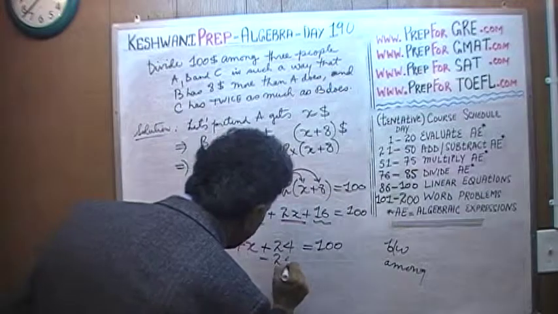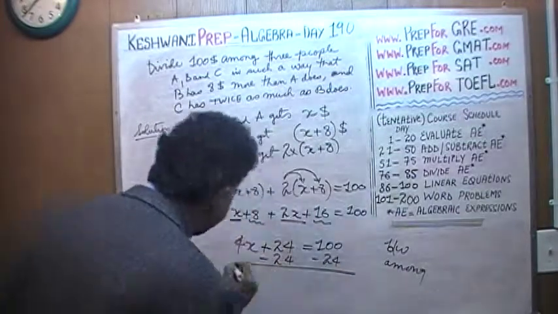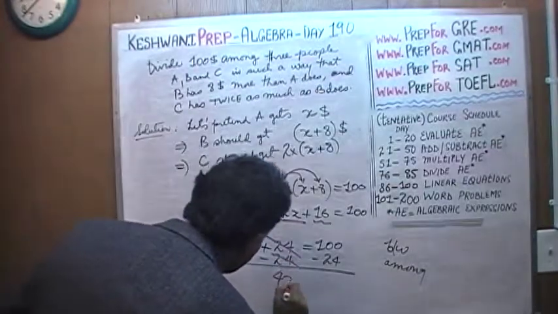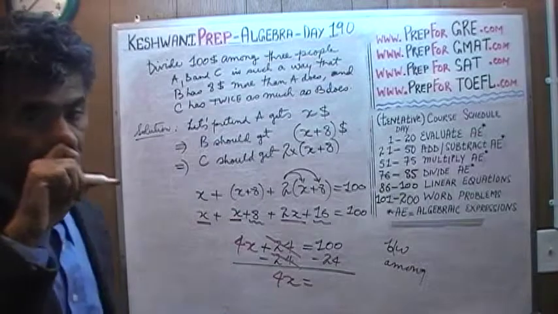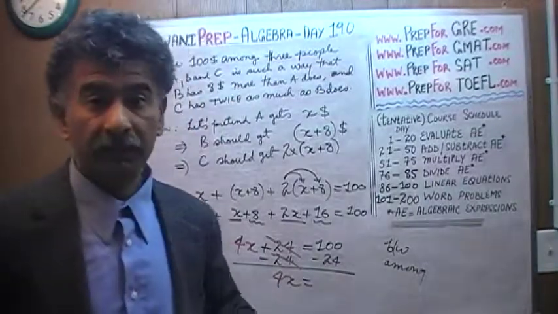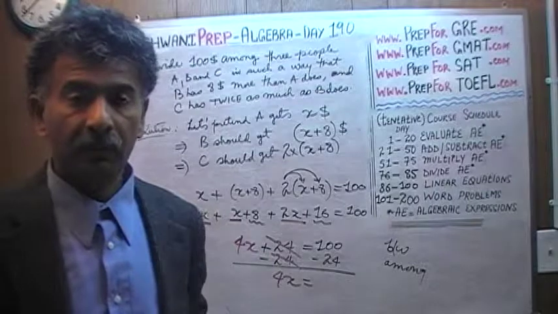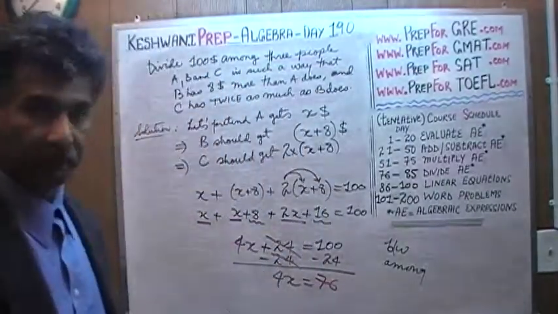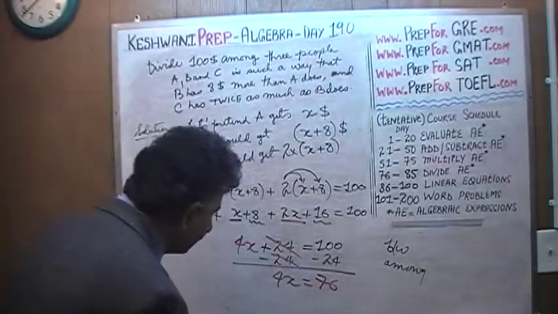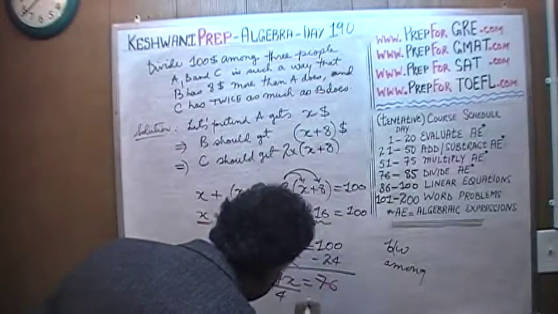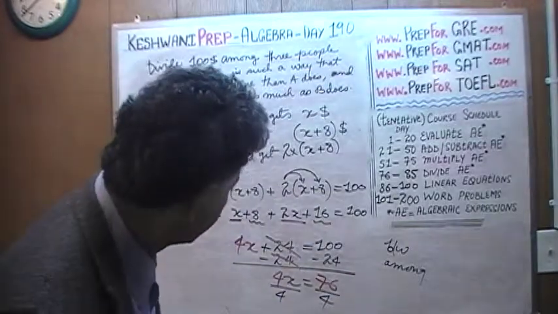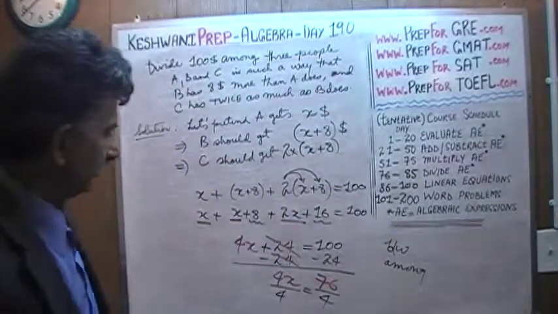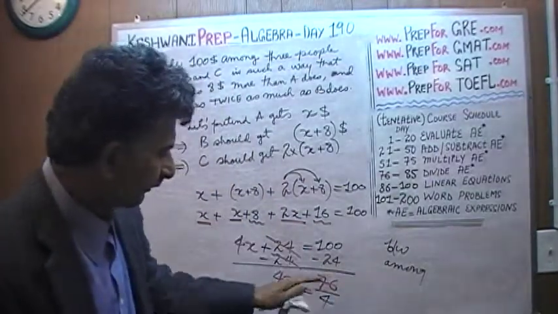Let's subtract 24 from both sides. So we get, this cancels out, and 4x equals, what is 100 minus 24? How the hell do I know 100 minus 24? I know 100 minus 25 is 75, so 100 minus 24 must be 76. Let's divide both sides by 4. Let's bring our equal sign down a little bit so it lines up properly. So I'm going to do this part here so that it doesn't get too crowded there.